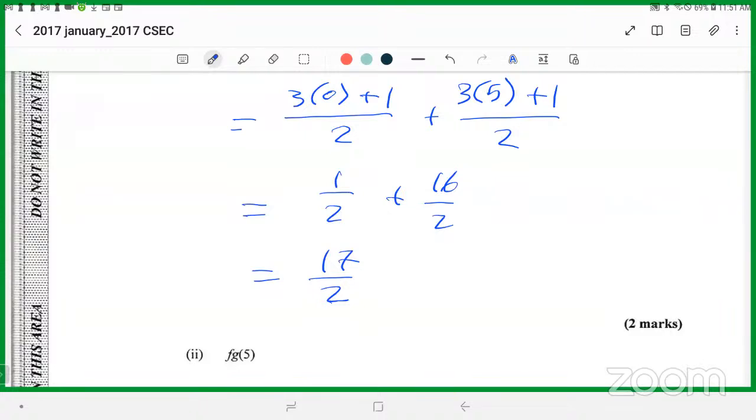If you leave a mixed fraction, no problem. So you could put 8.5 if you want it, same thing. Right, 8.5 like this, still correct.